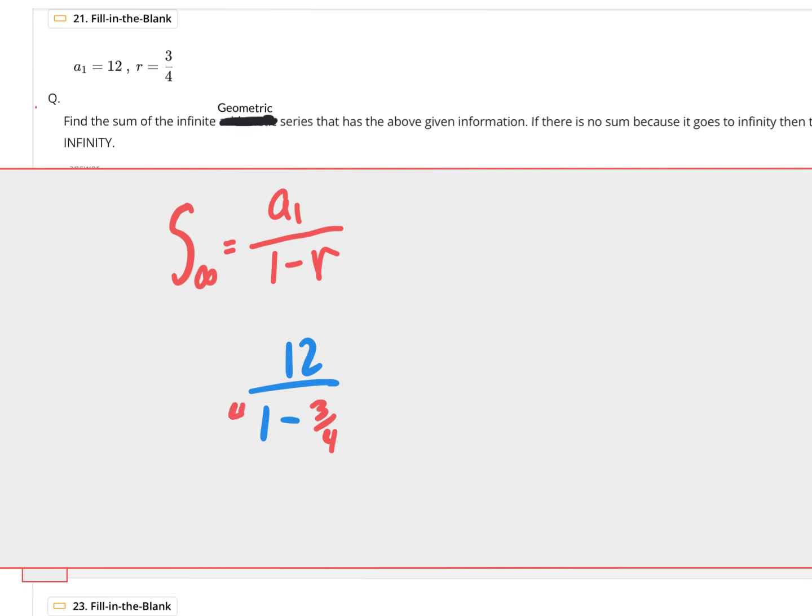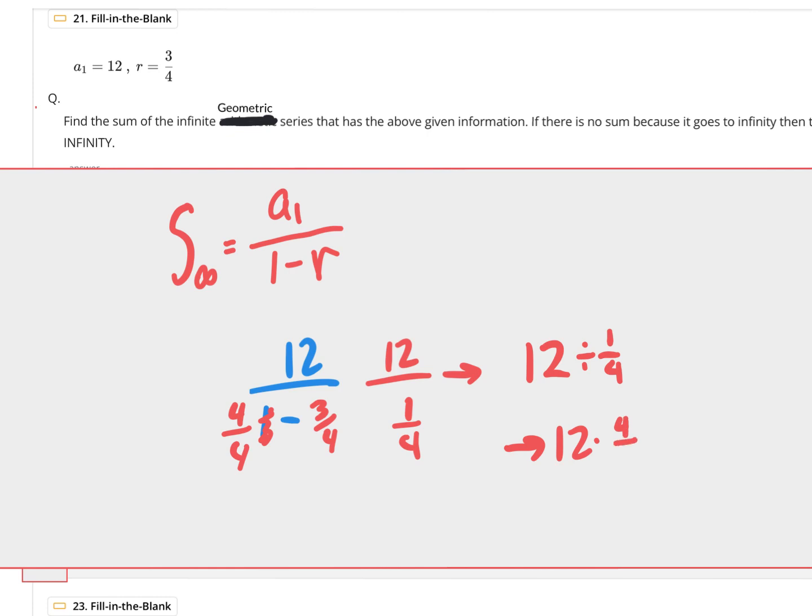Change that 1 to a 4/4. Right? Scratch that out, change to a 4/4. Now you could actually subtract 4 take away 3. That'll give you a 1/4 on the bottom and a 12 up on top. So that's really a 12 divided by 1/4, which is really a 12 times the reciprocal of 1/4, which is 4 over 1, which is just 4. So that's really just 12 times 4, which is 48. Final answer is 48.